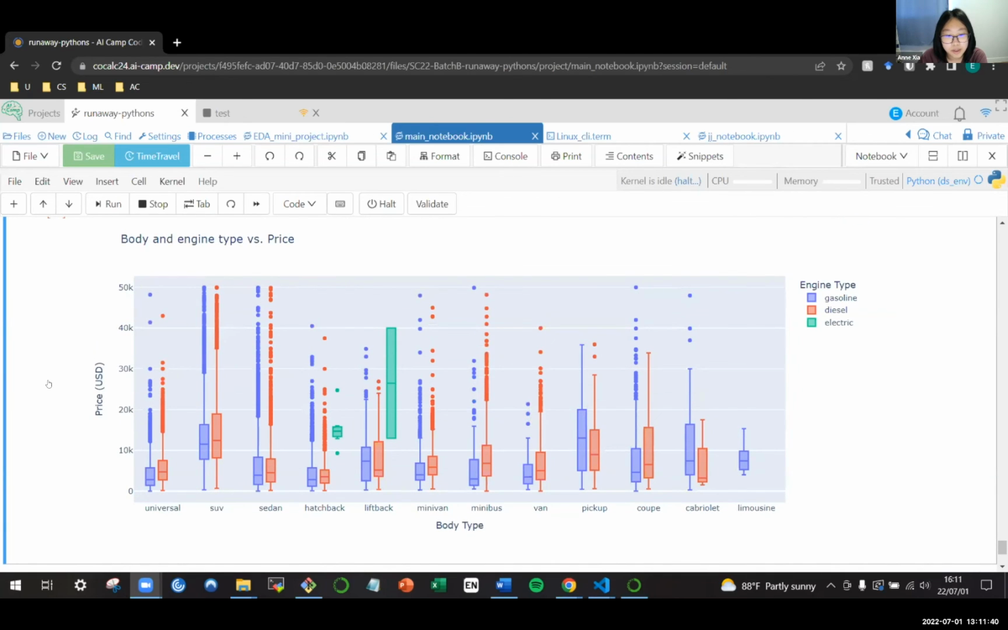This figure represents the relationship between the body and engine type of a car and its price. According to the chart, the prices between gasoline and diesel engines do not differ significantly. However, cars with electric engines have a significantly higher price than their respective gasoline or diesel counterparts. The price ranges do not vary greatly. They lie between $5K to $10K US dollars depending on body type. However, SUVs and pickups are the most expensive with a median price around $10K.